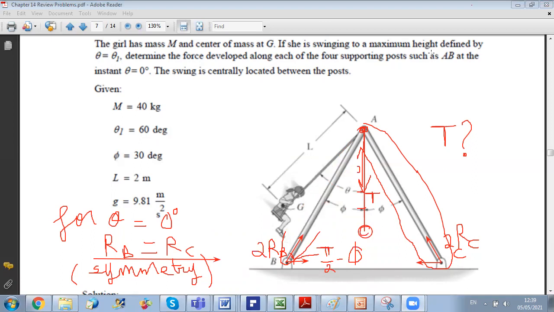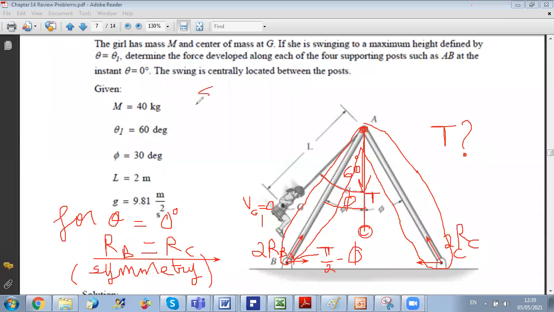Why 2RB? Because you have 4 legs. You have 2 legs on the left side and 2 legs on the right side. So now, to get RB and RC, we will do sum of y equals 0.